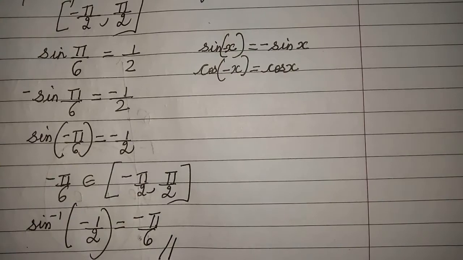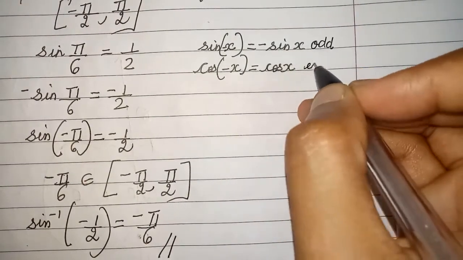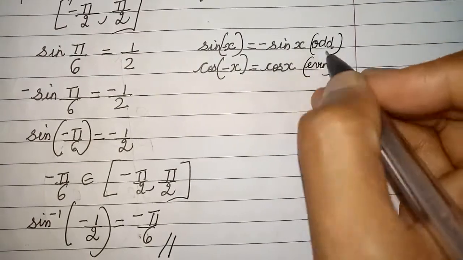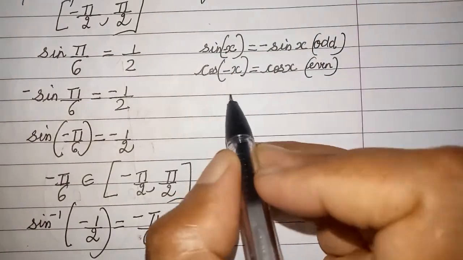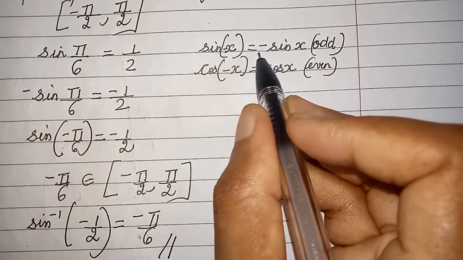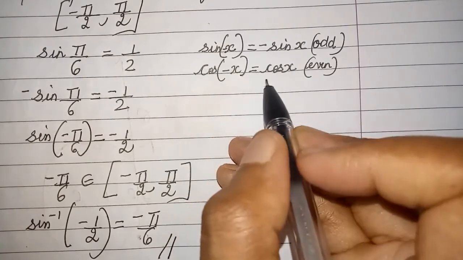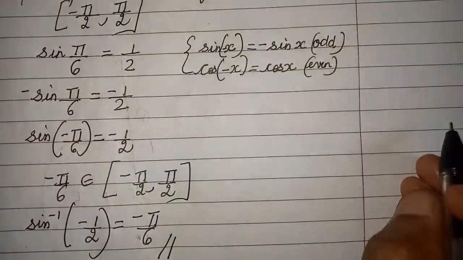Is that clear? Yes? The concept of odd and even functions. Sine is odd. Now because sine by cos is tan, it will again be an odd function. Sine is odd, so cosec will be odd. Cos is even, so sec will be even. Cot is odd, so tan will be odd. So basically this result will help you.